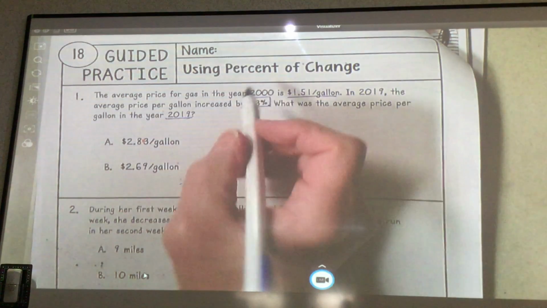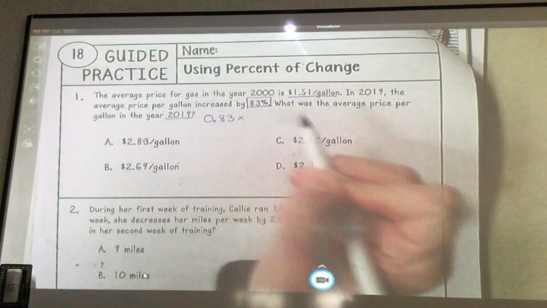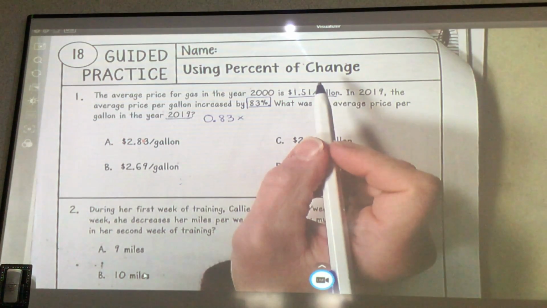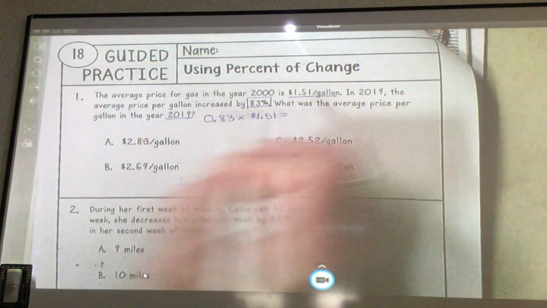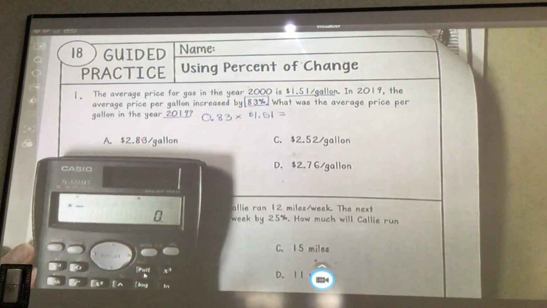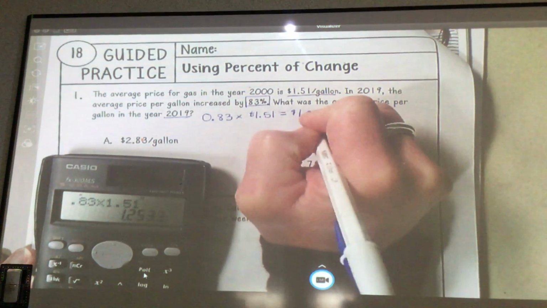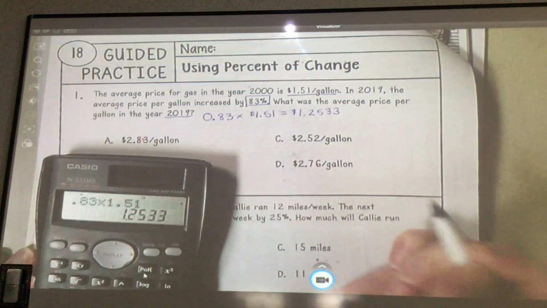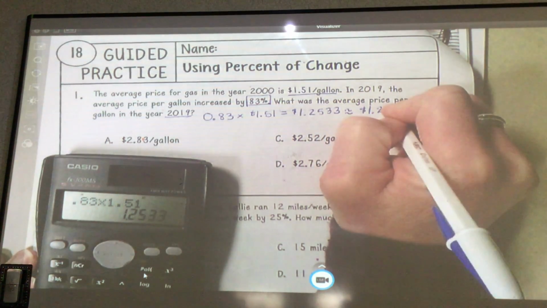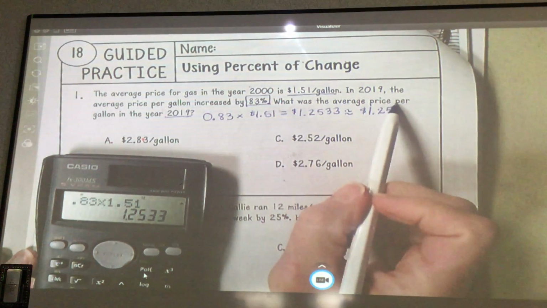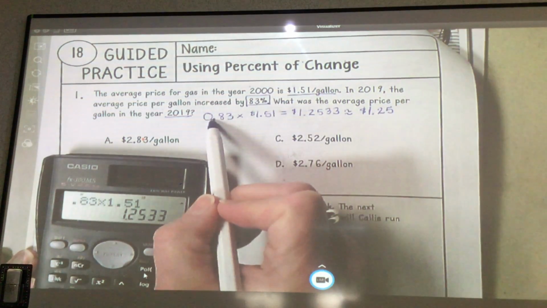Change your percent to a decimal. So we're gonna have the percent change first. So I've got 0.83 times my original amount. What's the original amount? The only other amount we have there, $1.51. So then I'm going to put that in my calculator. I'm going to put 0.83 times 1.51 equals 1.2533. I'm leaving that whole number there right now. So let's round that to about $1.25. That is the amount of change, because this was the percent, this is the amount that it changed.